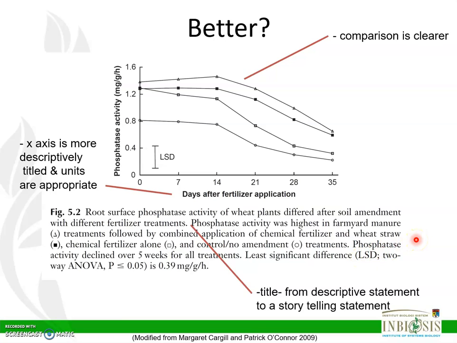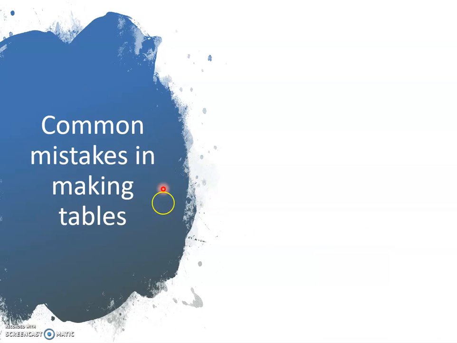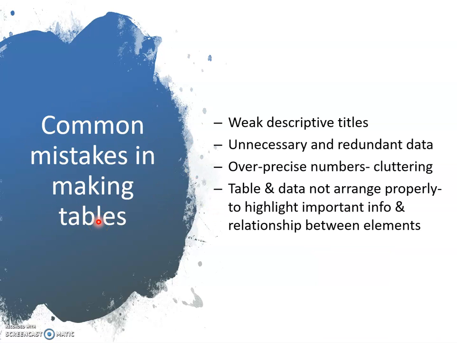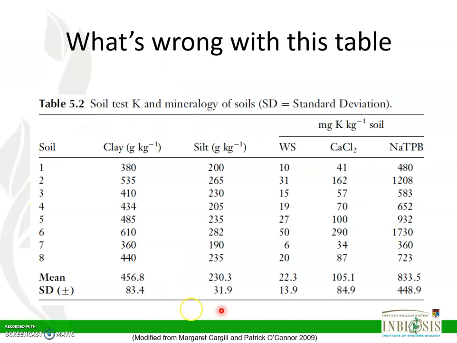Now how about tables? There are also common mistakes associated with making tables, as listed here. These include weak descriptive titles, unnecessary and redundant data, over-precise numbers that lead to cluttering, as well as tables and data not arranged properly to highlight important information and relationships between elements. Let us inspect this table for a minute. What is wrong with it? Take a minute to think about this.